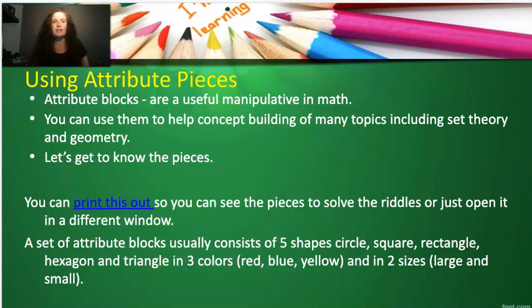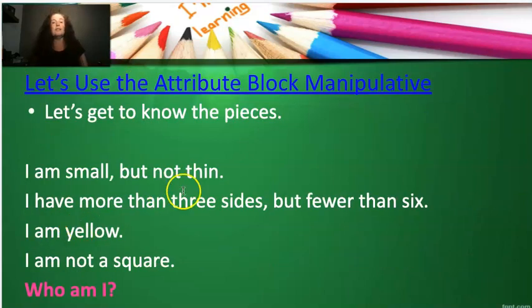where it's interactive. And a set of attribute blocks consists of 5 shapes, usually circle, square, rectangle, hexagon, and triangle, in 3 colors, red, blue, and yellow. And there are 2 sizes, large and small. There's also thick and thin, and you can decide whether you're going to use that or not with your students.